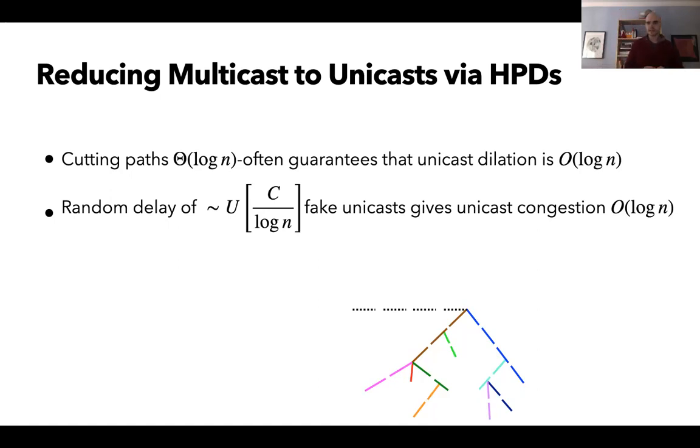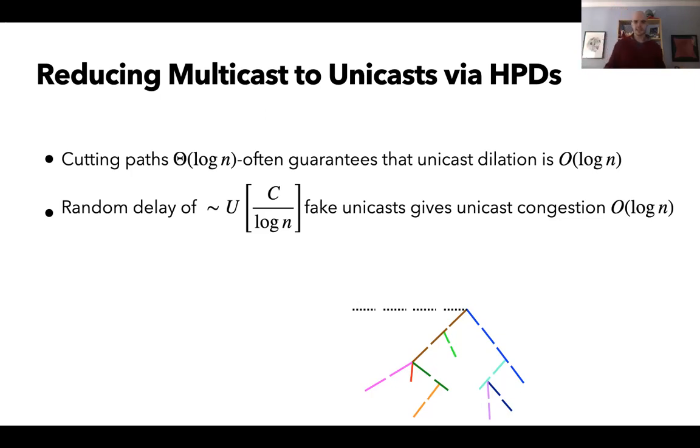And just by standard Chernoff and union bounds, it's not too hard to see that this will guarantee that each of these unicast instances that we solve will have congestion at most log n. Okay, so why is this nice? Well, we're solving a bunch of unicast instances, and each of the simultaneous unicast instances will have dilation log n and congestion log n. Now, by the result of Leighton, Maggs, and Rao that shows you can solve these problems in time order C plus D, we can solve each of these unicast instances in time log n.